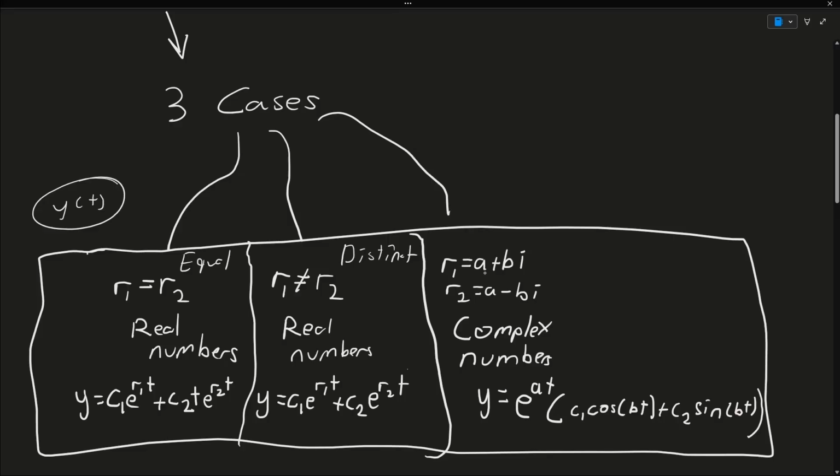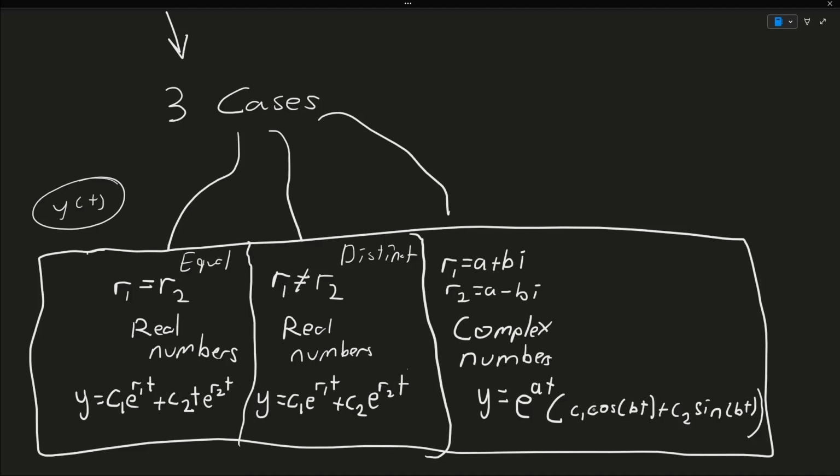And finally, our third case is when we have complex numbers as r, right? When we solve a quadratic equation, sometimes we get complex roots, and when we have complex roots, our solution becomes e to the at, where a is the real part of either of the solutions, times c1 cosine bt, where b is the imaginary part of the solutions, plus c2 sine bt.